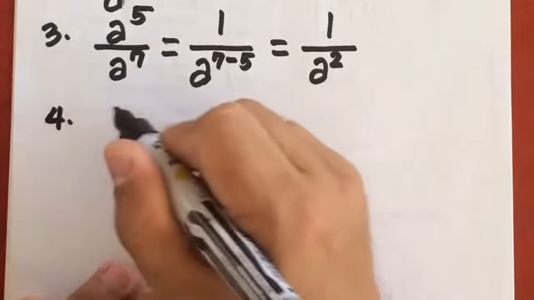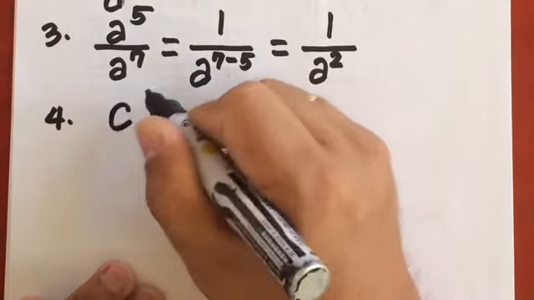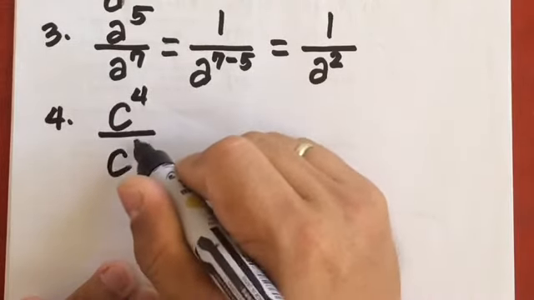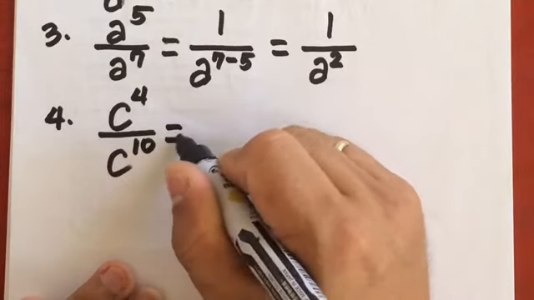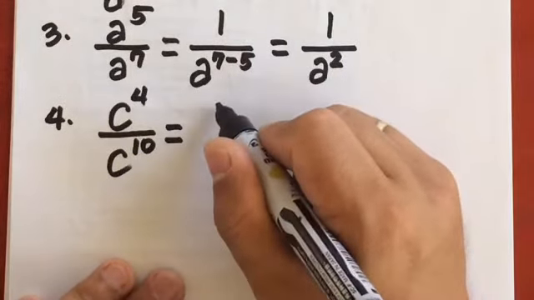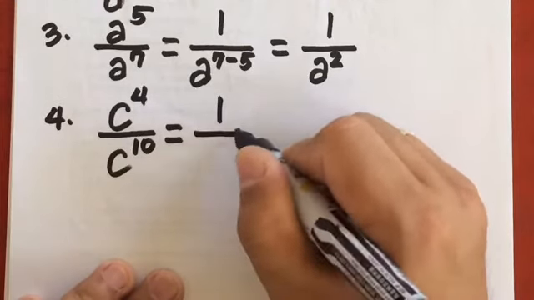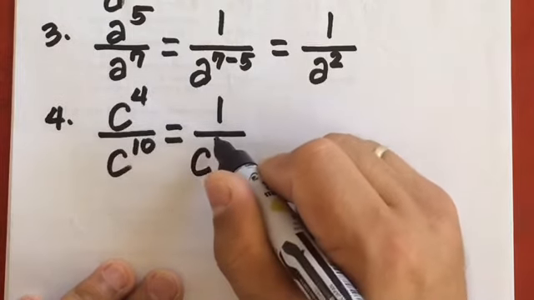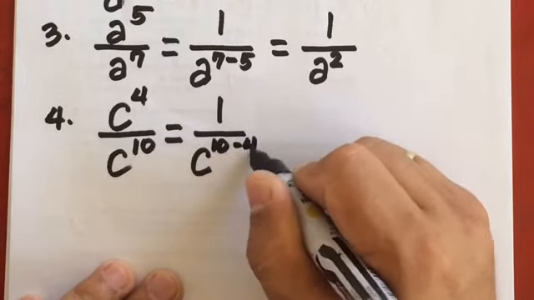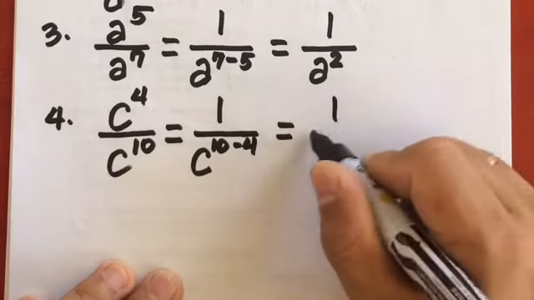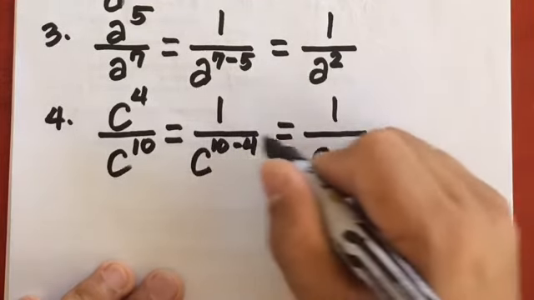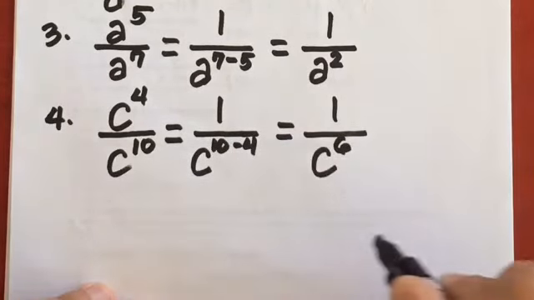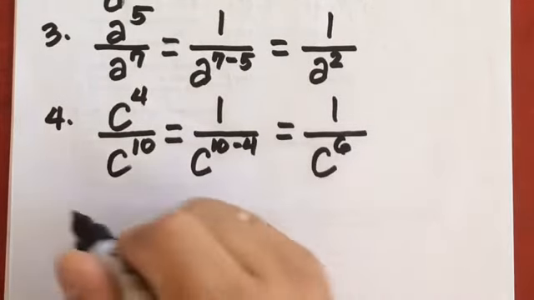Number 4. Let's have c to the power of 4 divided by c to the power of 10. So again, this is applying case number 2. So we're going to have 1 as the numerator, then c, the base, then subtract 10 and 4. So 10 minus 4 is 6. So the answer will be 1 over c to the power of 6.